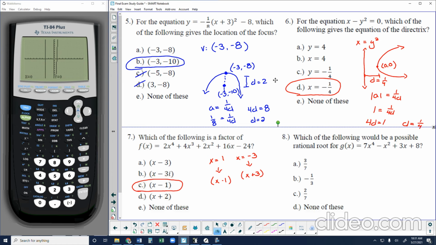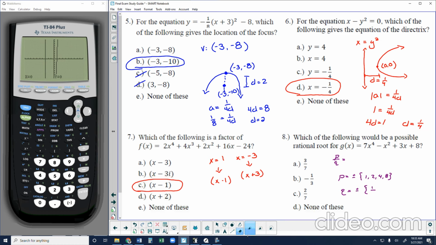In 8, it says, which of the following would be a possible rational root? Remember, possible rational roots of polynomials come from P over Q, where P is factors of the constant divided by factors of the leading coefficient. So what I can do here is take a look at the factors of 7 and the factors of 8. So P are my factors of the constant, and so this would be positive and negative versions of 1, 2, 4, and 8. They are factors of 8. Q would be factors of 7, so this would be positive and negative options of 1 and 7.